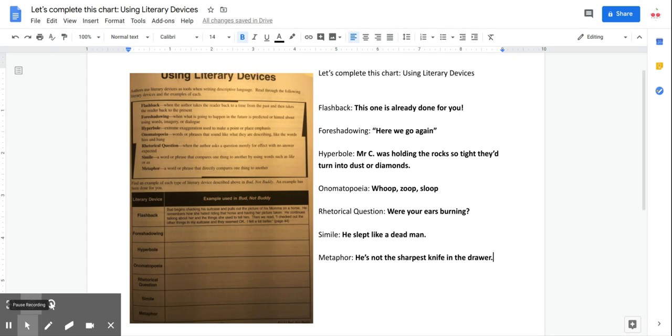So these are some of the fun literary devices that were used in Bud, Not Buddy, and authors use literary devices as tools when they're writing. It makes the writing very interesting and fun to read.